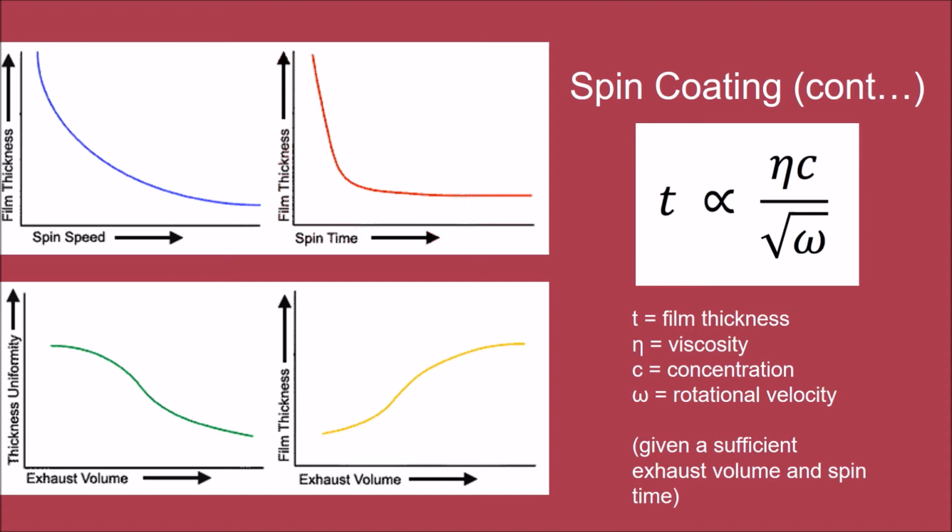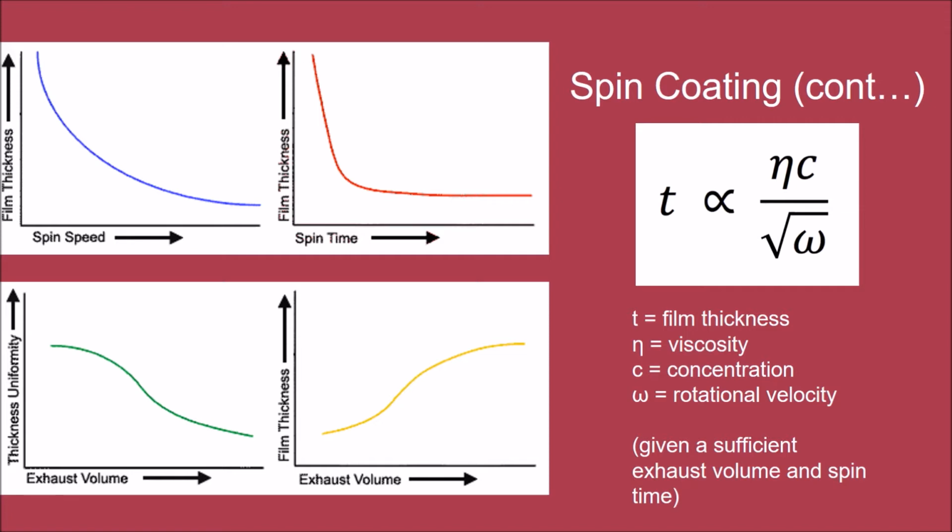The second relevant parameter is spin time. For the first few seconds, the film thickness decreases rapidly as the solvent is forced off of the substrate due to the centrifugal force. However, the film thickness will plateau after a certain time and will not decrease substantially any further unless the rotational speed is increased.